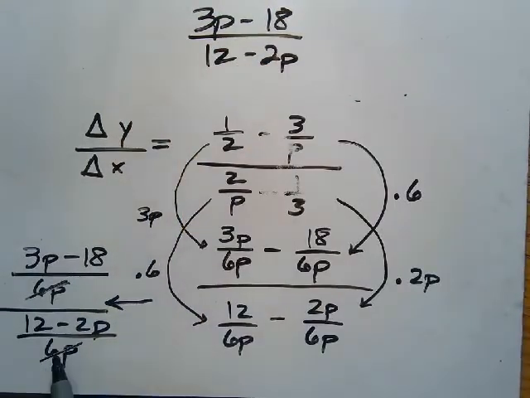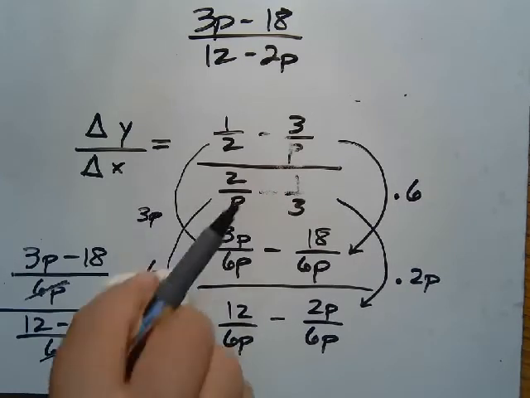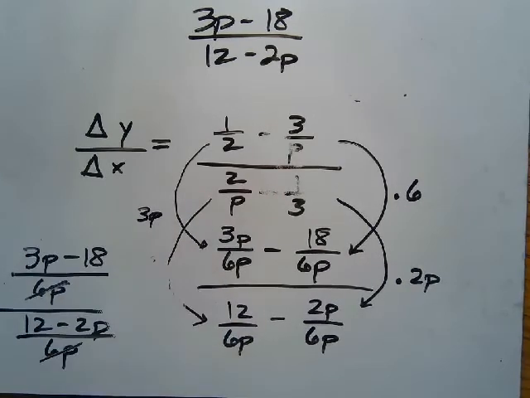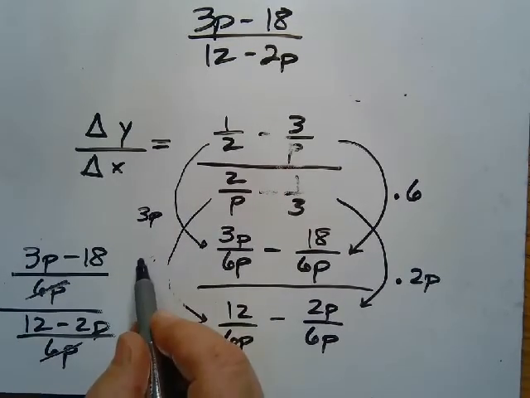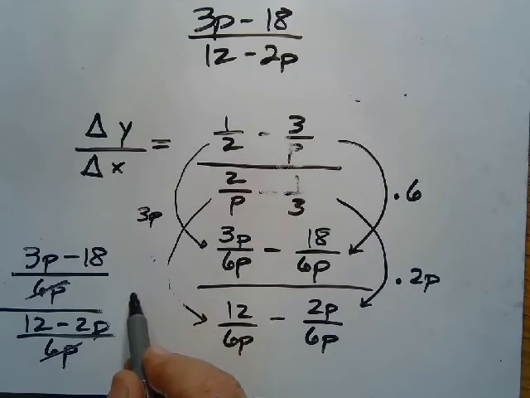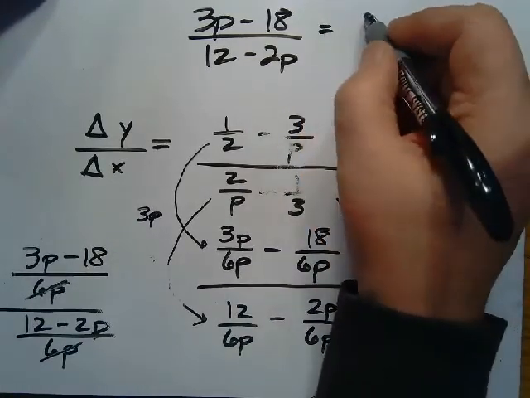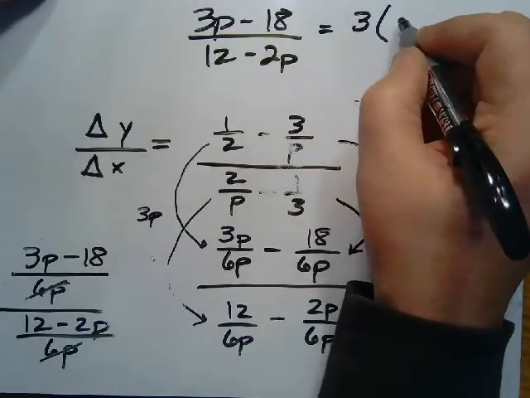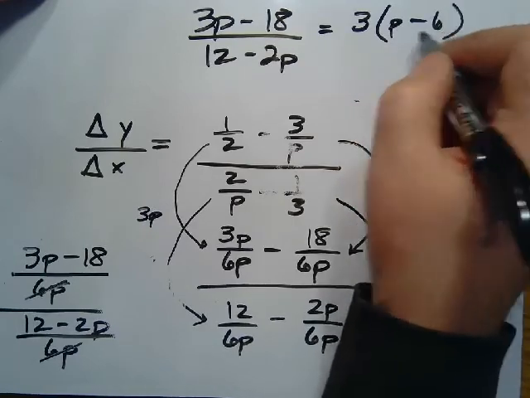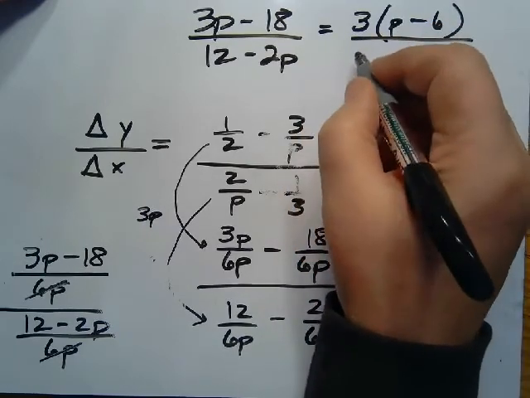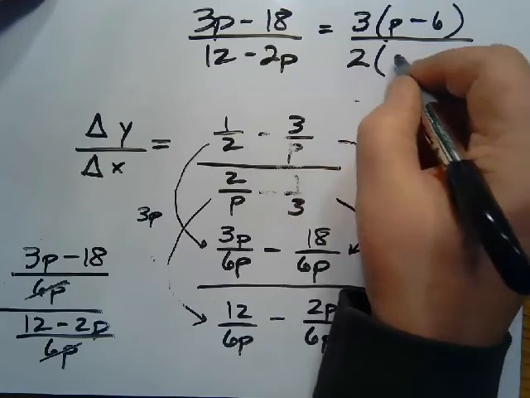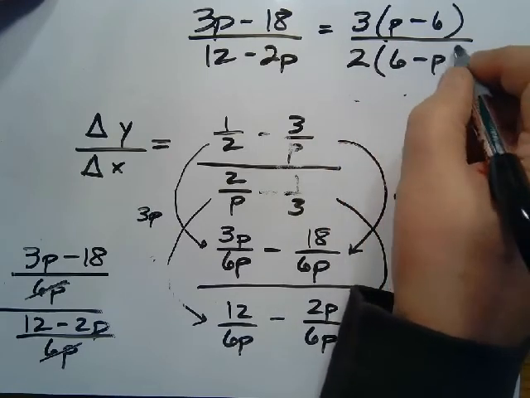Now what happened to the 6p's? Well, they canceled because when I flipped this fraction over, put it right up here, 6p was on the top, 12 minus 2p was on the bottom, and the 6p's canceled one another. Okay, now I think I can simplify this a little bit. Let's take a 3 out of the top, and we get p minus 6. And if I take a 2 out of the bottom, I get 6 minus p.